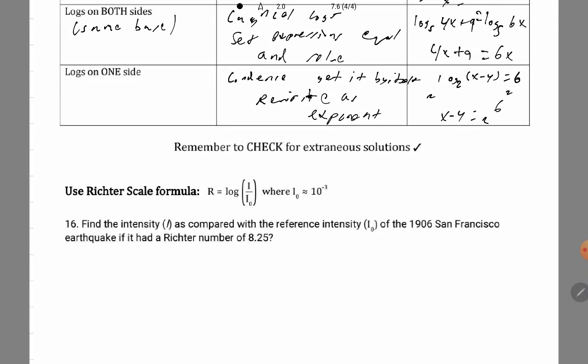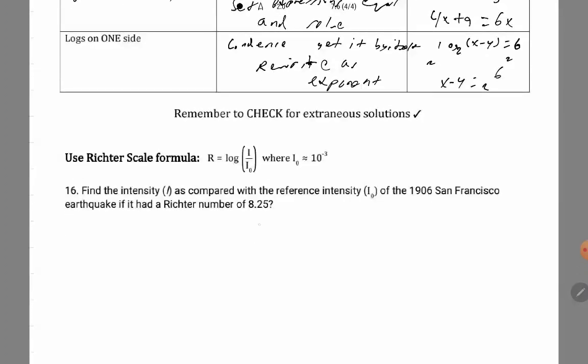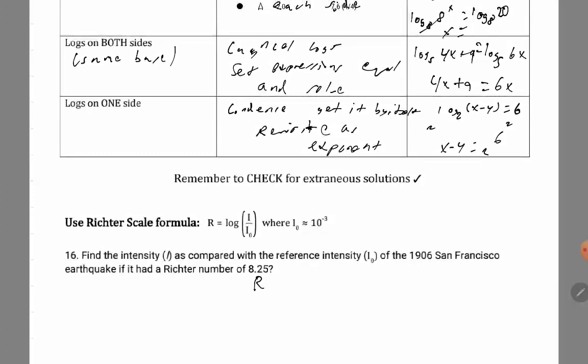Alright, Richter scale formula. This measures earthquakes. Find the intensity I as compared with the reference intensity I sub 0 of the 1906 San Francisco earthquake if it had a Richter number of 8.25. So this is R. We're looking for I. And then I sub 0 is right here. It's always given to be that number.